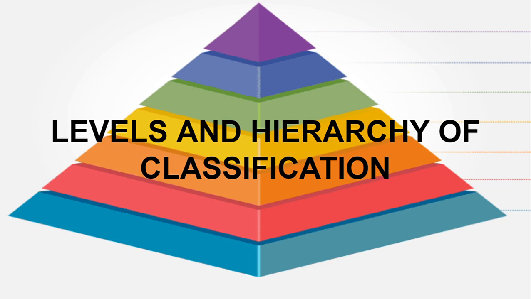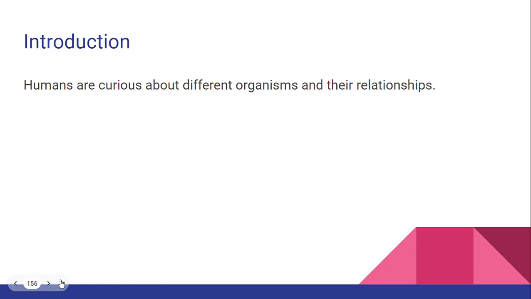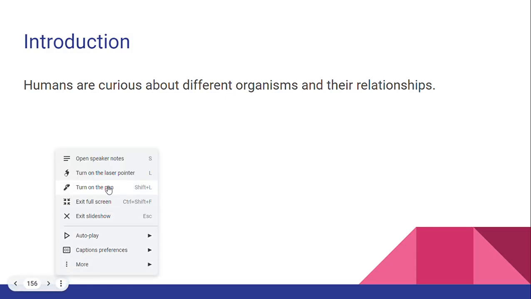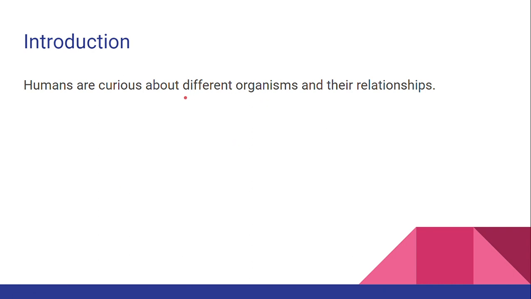In today's class, we are going to deal with part 5, biodiversity in the living world, that is levels and hierarchy of classification. As we know, we humans are always curious about many things. Out of this, one thing is that we want to know more about organisms and how they are interlinked with each other and what the relationship among them is, right?